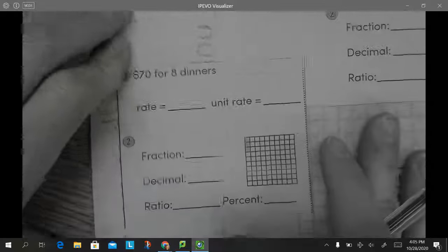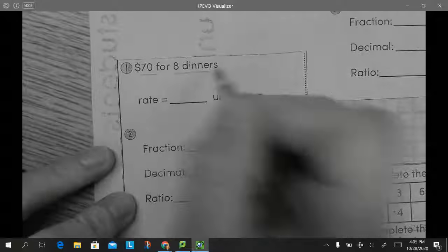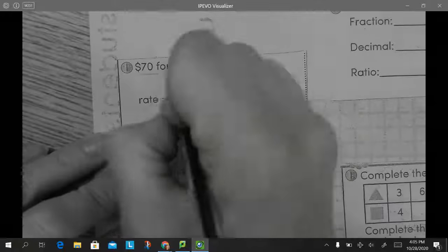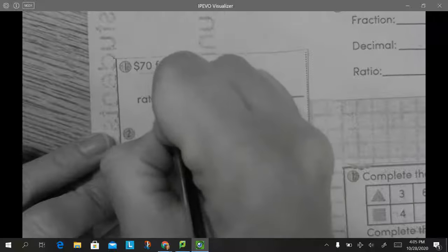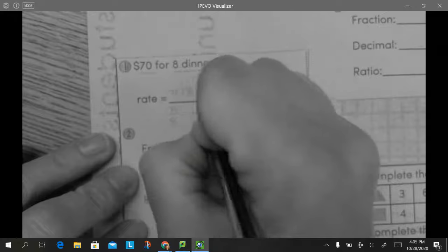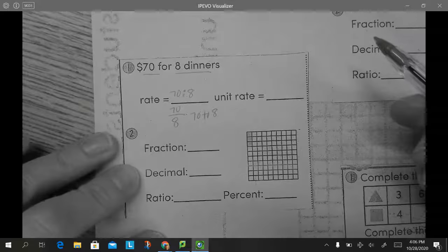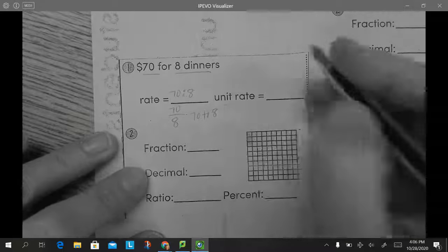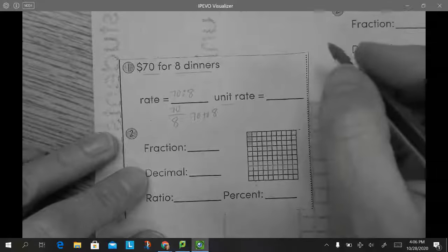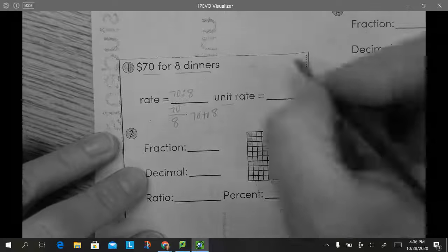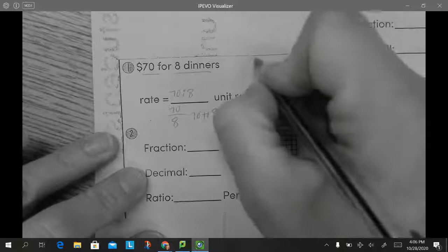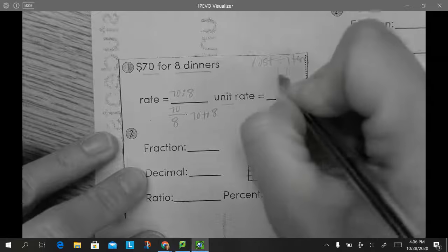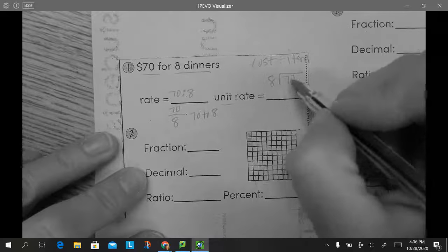Next one. All right, $70 for 8 dinners. So the rate is just what it is, just like I told you. It's 70 to 8, but you got to make sure that you put it in the right order. 70 is first, so 70 has to go first. The unit rate means that you have to get to 1. So in order to get to 1, we want to do cost divided by item. So the cost is $70 divided by 8.